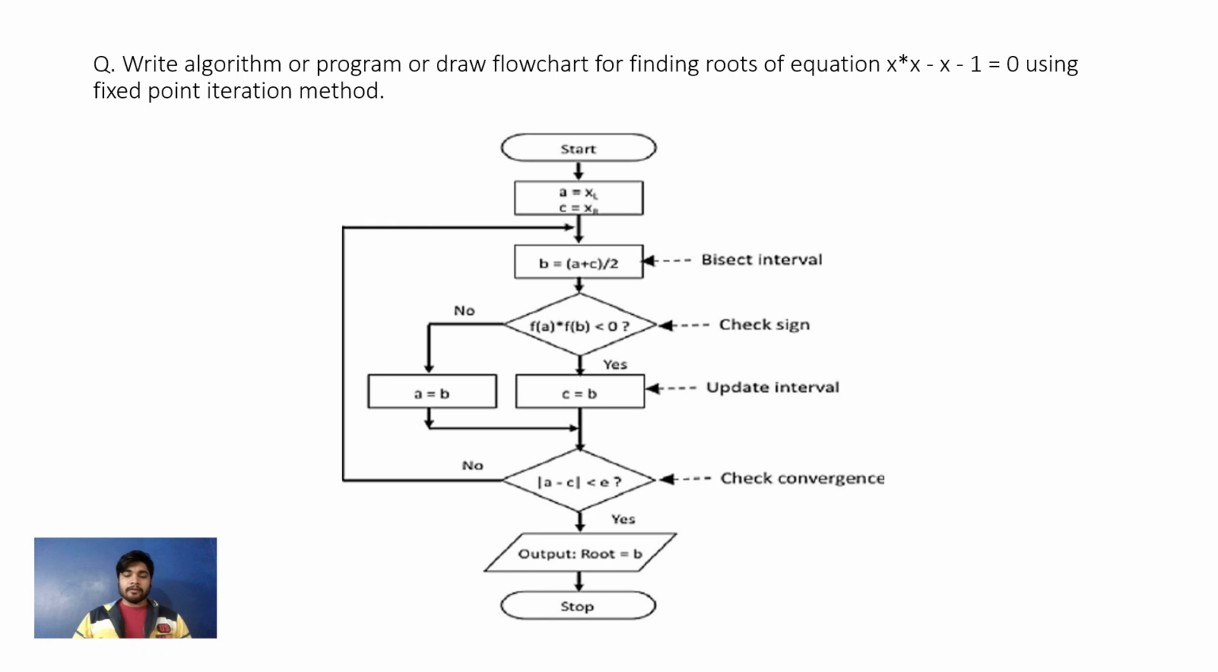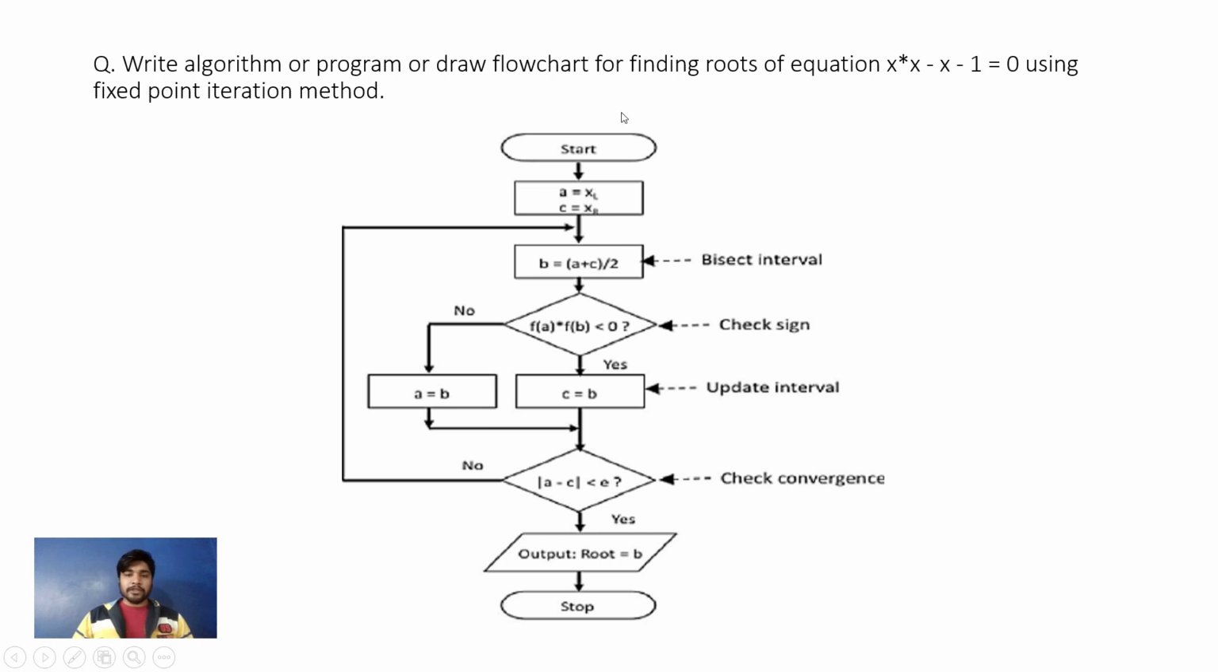Hello everyone. Today we are going to discuss another question of computer oriented numerical mathematics. So the question is, write an algorithm or program or flowchart for finding the roots of the equation x squared minus x minus 1 equals 0 using the fixed point iteration method. So the function is x squared minus x minus 1 equals 0.